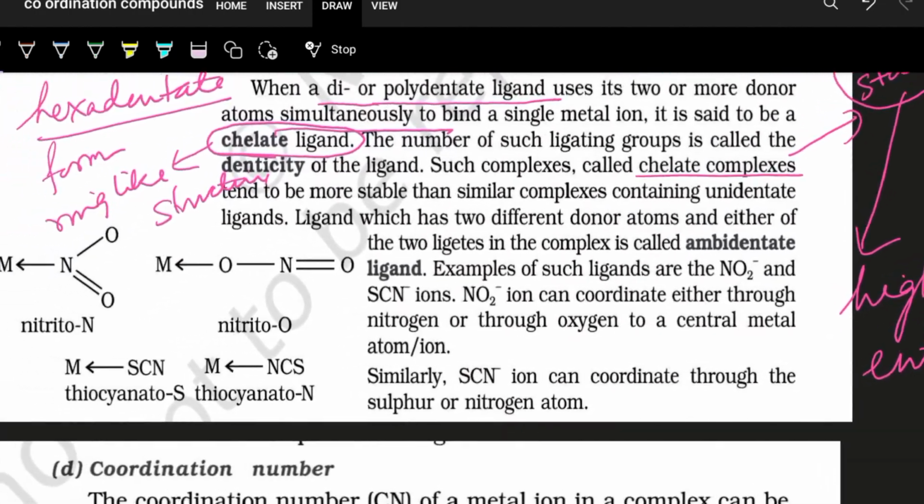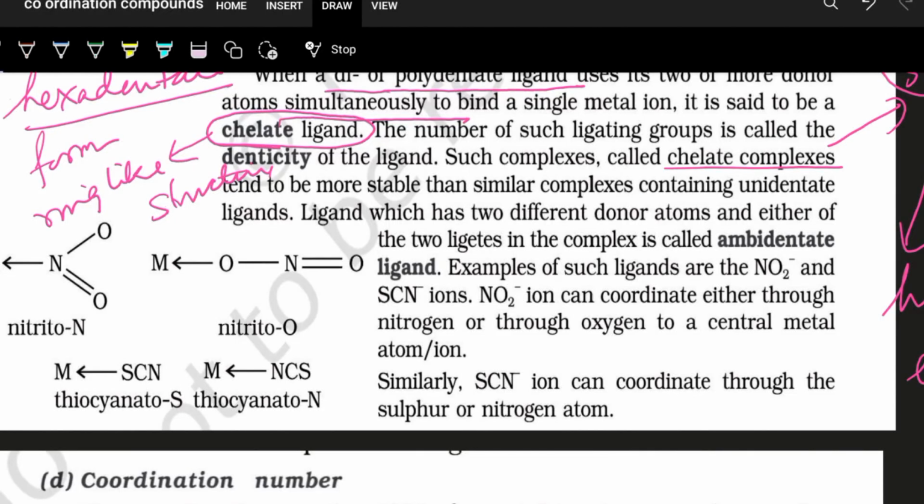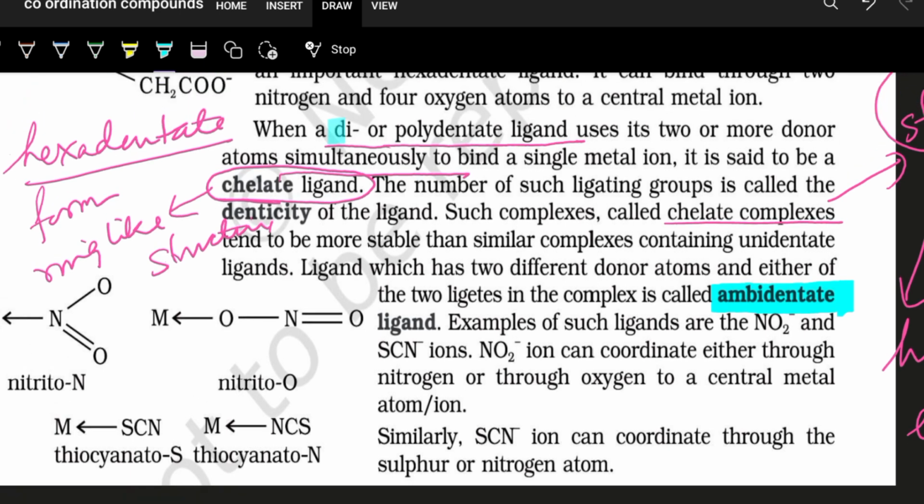So there are different types of ligands. We have seen another type is ambidentate ligand. Ambi means both. So here again it contains two donor sites, but the two donor sites do not simultaneously form the bond with the central metal atom, and that is the difference between a didentate and an ambidentate ligand.